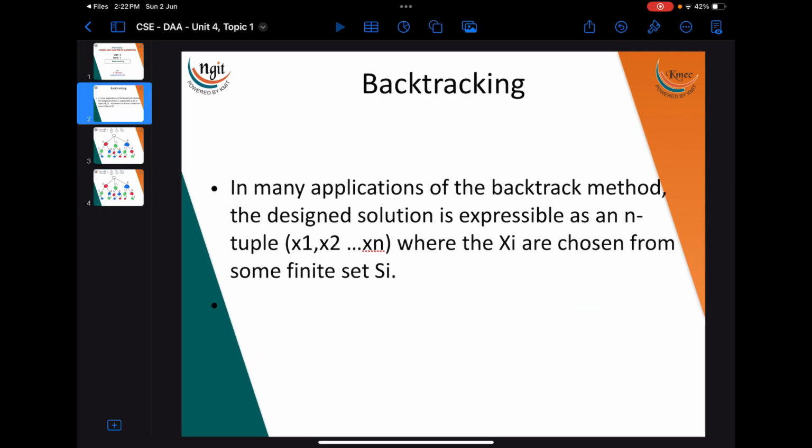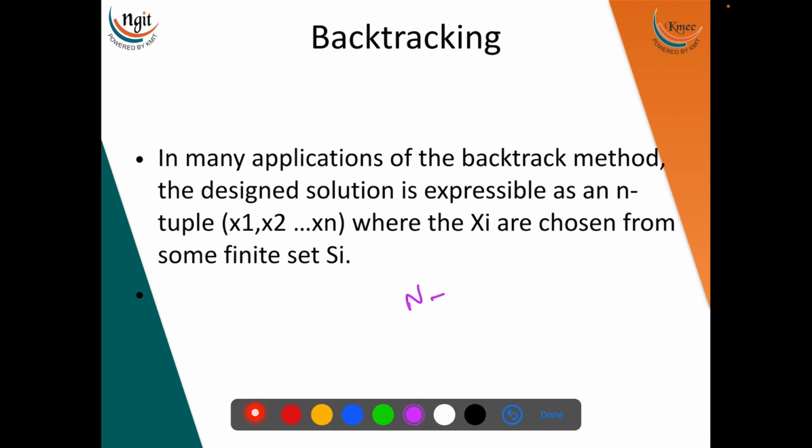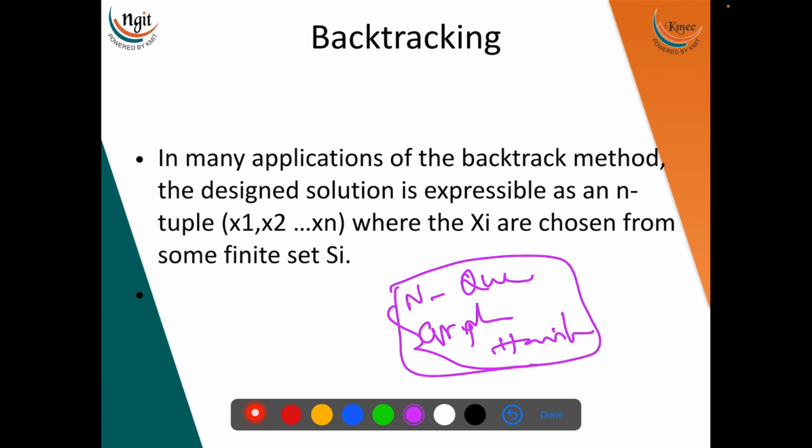So this is the introduction part of backtracking, and there are some algorithms we are going to see. According to the syllabus, we'll discuss the N-Queens problem, graph coloring, and Hamiltonian cycle. These 3 are in our syllabus, so the next videos will be made on these 3. These 3 problems are going to be solved using backtracking with the brute force approach.